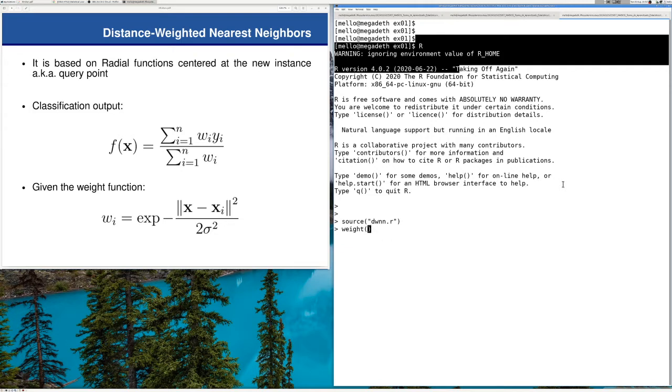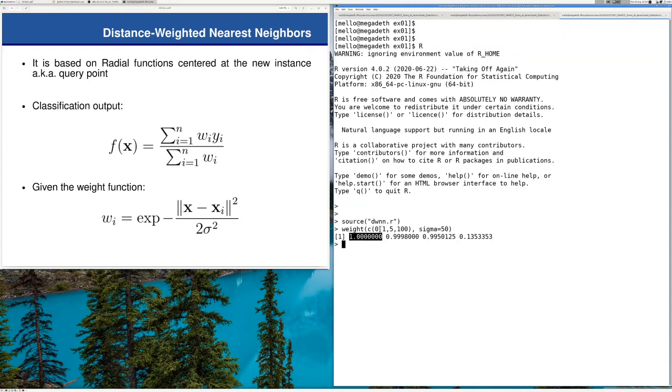Yeah, it's quite interesting. This is the way I load my code, and I will provide to the weight function some distances. Let's say I will provide a vector. This is the way I create a vector. With c and parentheses, I will send a distance equal to 0, a distance equal to 1, to 5, and a distance equal to 100. And my sigma is going to be, for instance, 50. Let's start with 50. If I start with 50, the closest, which is the distance equal to 0, is always going to provide a relevance, a weight equal to 1.